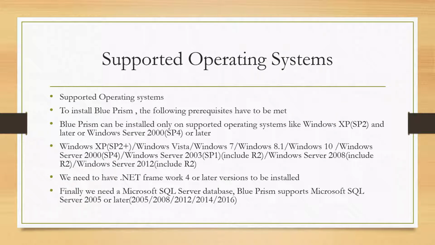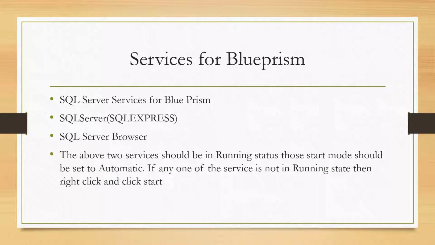And what are the other supported operating systems we discussed? It should be Windows XP Service Pack 2 or later, Windows Server 2000 SP4 or later, on .NET Framework and SQL Server 2005 or later. And the important services that need to be running for Blue Prism are SQL Server, SQL Express, and browser services. These services should be in running state and set to automatic.